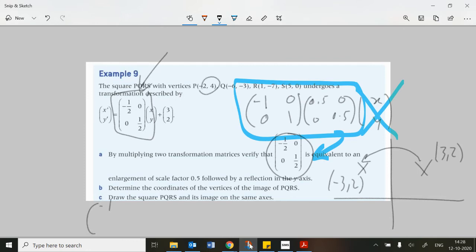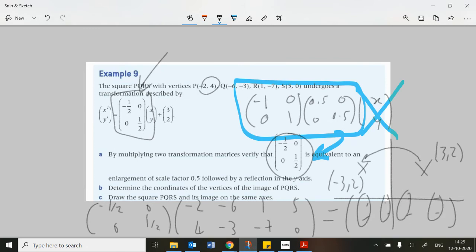So, for example, we've got -1/2, 0, and 0, 1/2, and we'll apply that to, for example, the coordinate point -2, 4. Now, you can, if you want, apply this to multiple coordinate points by putting -6 and -3 there, and 1 and -7 there, and 5 and 0 there. You could do that quite quickly on your calculator. So it might be easier for you to do this on your calculator to get your answer, which will again be 4 coordinate points that will come out as your answer.